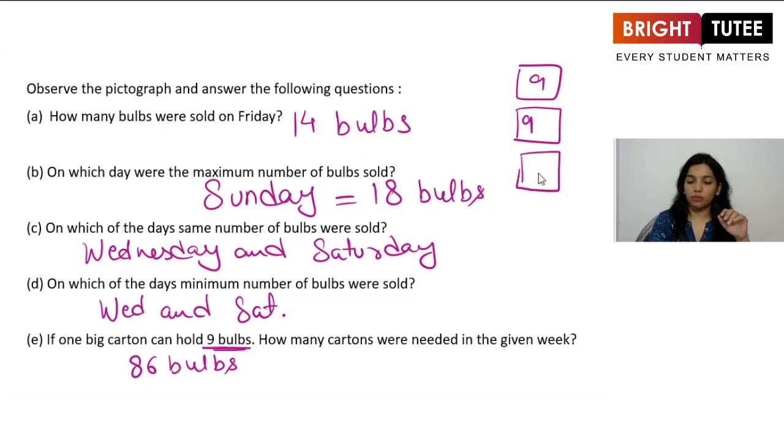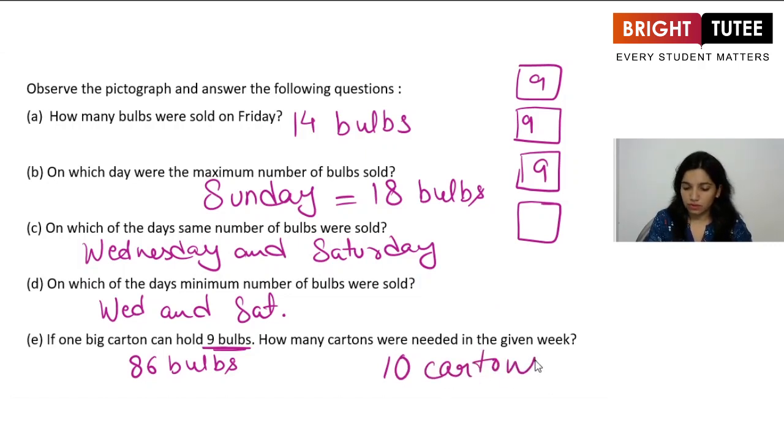Then you have one more carton, that is the third carton. You put 9 more bulbs in it. That means you are done with 27 bulbs. So if you go by 9 times table, 9 times 9 is 81, right? So 81 bulbs will go into 9 cartons. But what are we left with? We are left with 5 more bulbs. We need one more carton to put them. So in total we need 10 cartons. Is that clear?